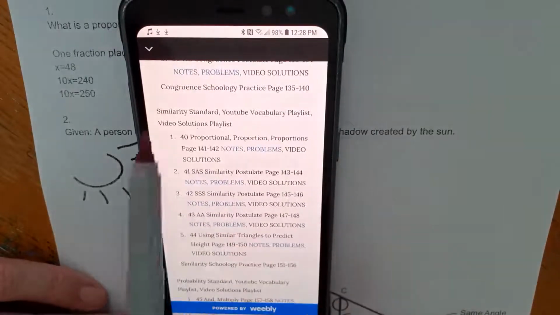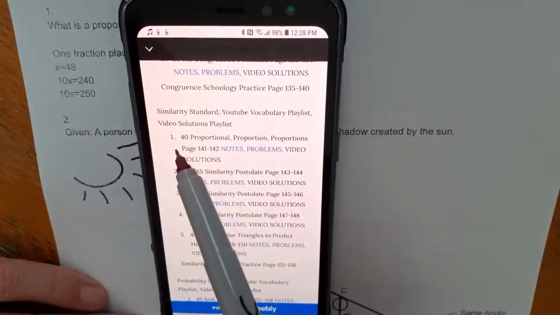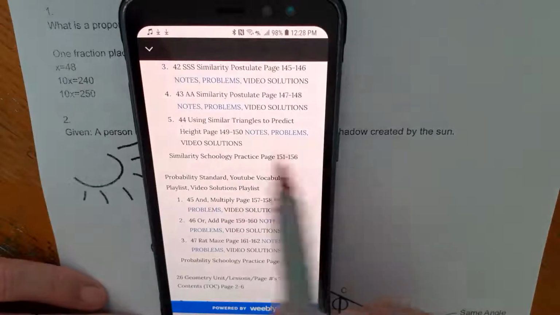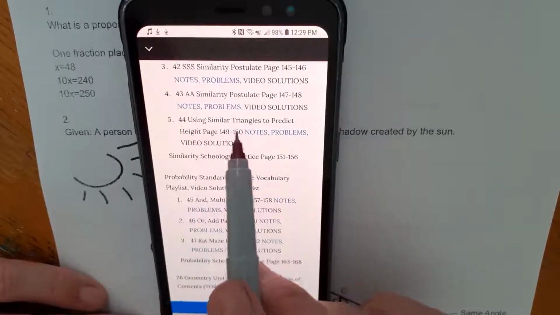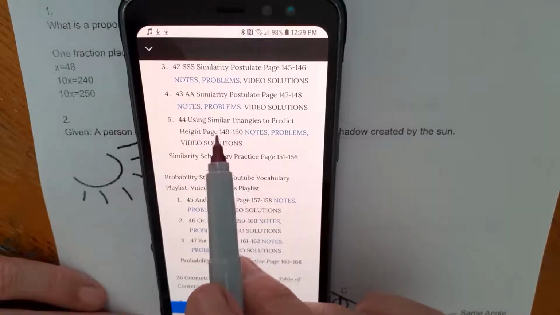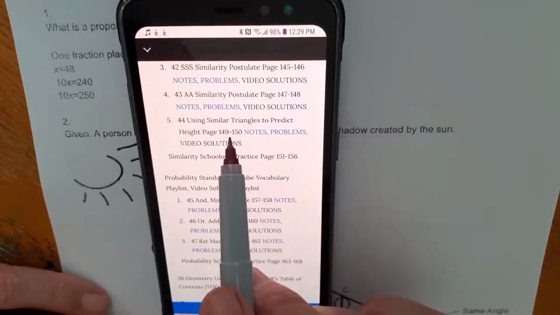Here it is. So here's the unit, Similarity. There are 5 lessons. This one's lesson number 5, which we're going to do today. Here are the notes, using similar triangles to predict height. Here are the pages on which the notes are to be written in your comp book. Please don't use this video to determine what pages, but go back and find the original table of contents, because by the time you watch this video, these page numbers will likely be different.